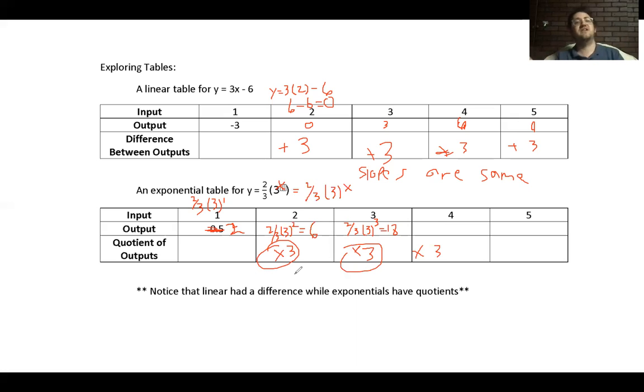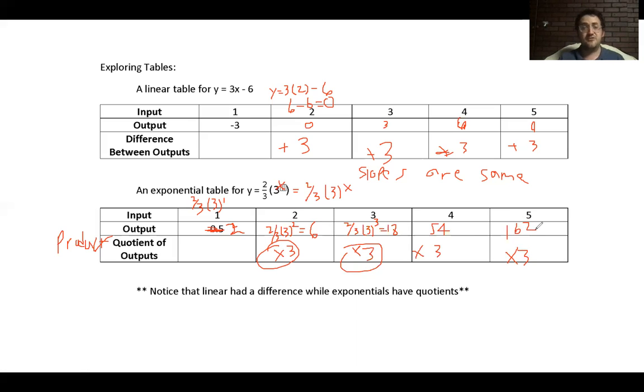So if we say quotient, we could actually say product or quotient in this case. So then let's see, 18 times 3 is going to be 54. And then I could do times 3 again. And I'm going to do 54 times 3. And that's going to get me 162.